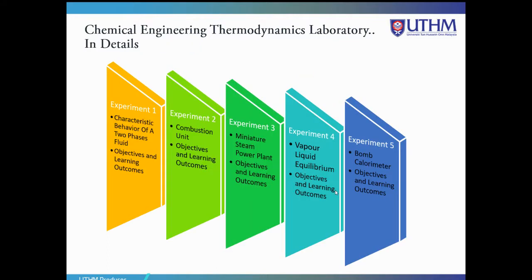Okay. So these are the details of the experiments that we will go through for the whole semester. The first experiment is the characteristic behavior of two-phase fluids. The second experiment is the combustion unit. The third experiment is the miniature steam power plant. The fourth experiment is the vapor liquid equilibrium, or VLE. And the last experiment is experiment 5, which is the bomb calorimeter.